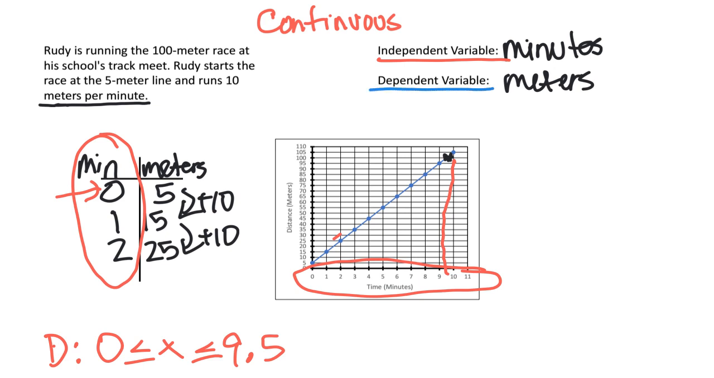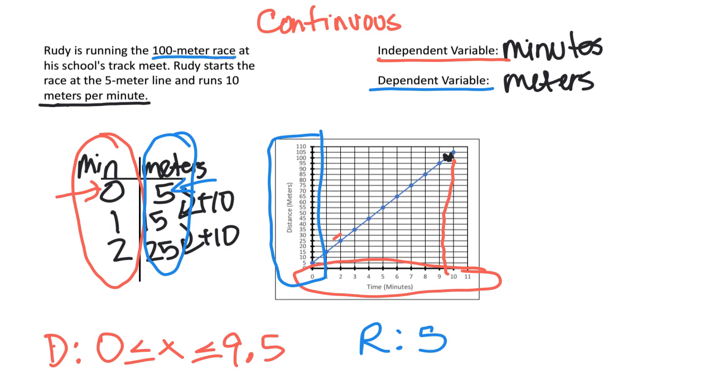Now it's the same thing for the range, but with the dependent variable. So our dependent variable is talking about his distance in meters. So in the table, we're talking about his meters. On the graph, I need to be paying attention to the y-axis. So when I write the range for continuous data for Rudy, I need to make sure that I'm talking about his distance in meters. So the lowest distance Rudy starts at would be at his 5-meter mark. And we know that the race only goes up to 100 meters because that's what it said in the problem. So we know our ending point is going to be 100 meters. And since range is talking about the y-axis or the y values, I know that Rudy's distance is anywhere between 5 meters and 100 meters.